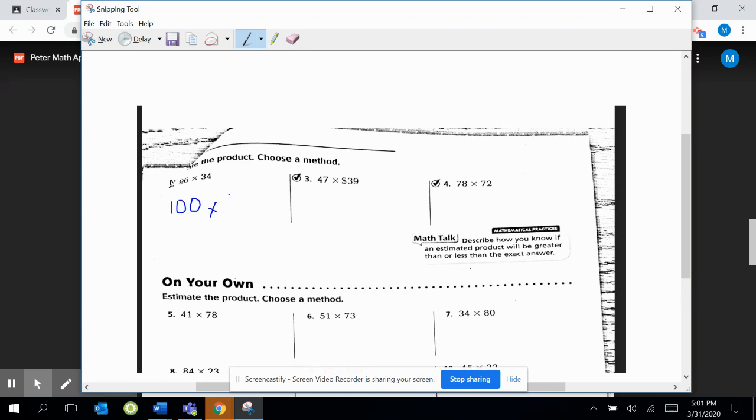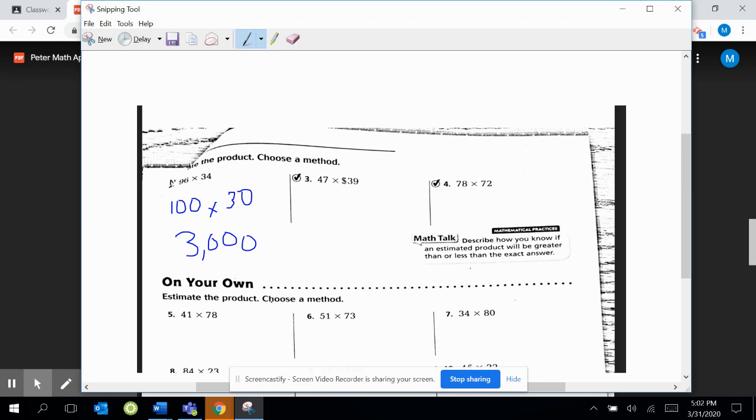But that's about 30, isn't it? Because it's not over 5. So 100 times 3 is 300. And then times 30 would be 3,000. Okay, let's do the next one together. The next one is 47 times 39.